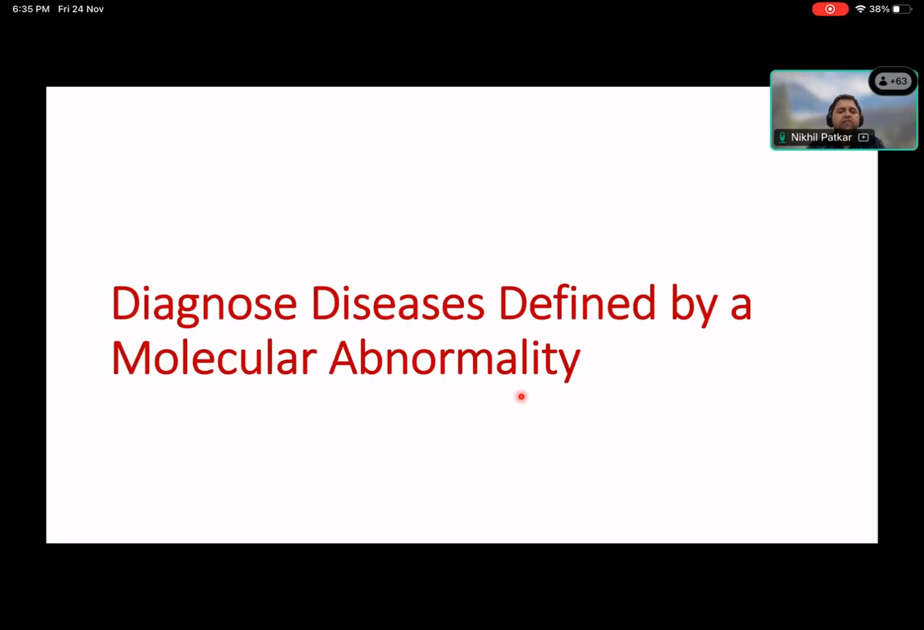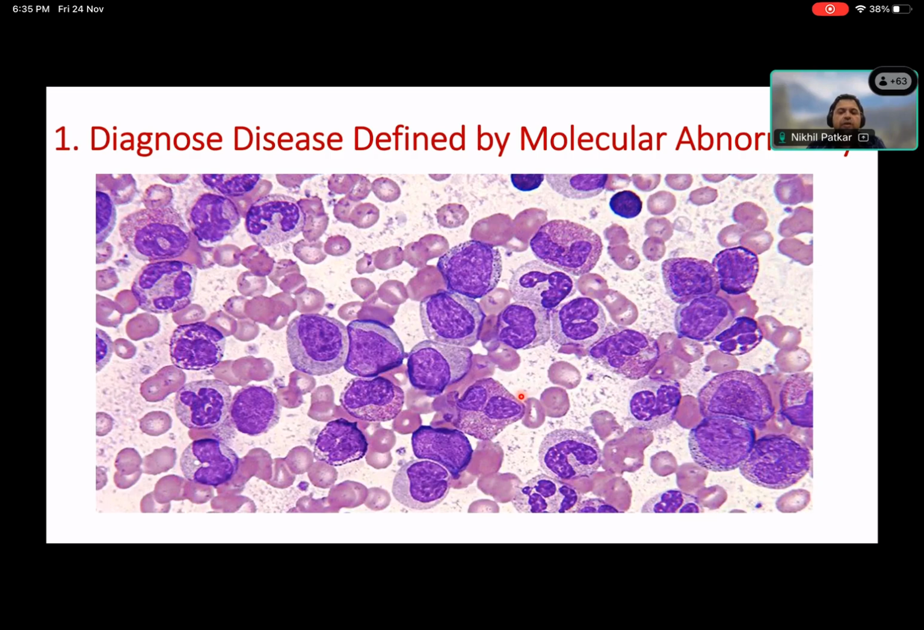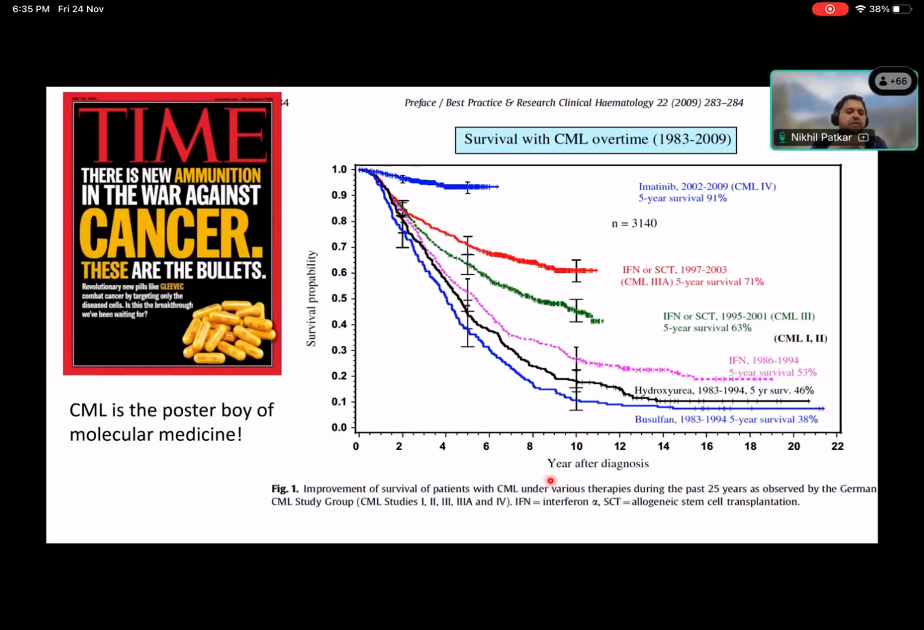First is diagnosing diseases defined by a molecular abnormality. As any undergraduate or at least an MD pathology student can tell you, this picture is not normal. There is obvious leukocytosis here with an increase in myeloid cells in the peripheral blood film, as well as an increase in eosinophils and basophils. This patient most likely has a myeloproliferative neoplasm, which is likely to be CML. CML is actually the poster boy of molecular medicine.